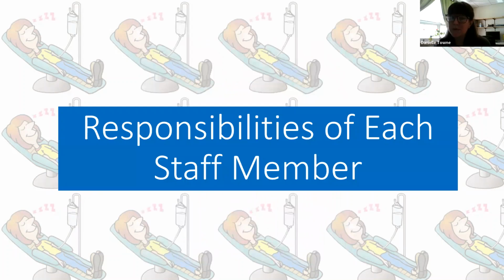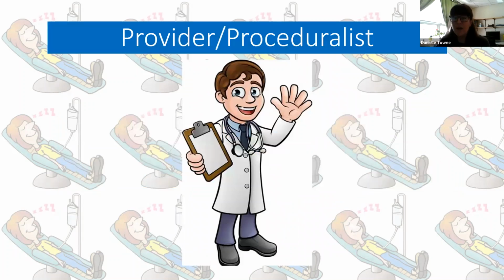So I just want to go through the responsibility of each individual staff member that's going to be involved. So the provider and the proceduralist. The pre-procedure patient assessment should include, but is not limited to, a review of their medical history, allergies, current meds, last PO intake, current vitals, current weight, pregnancy status, a physical airway evaluation, a physical pulmonary and cardiac exam, and a general neuro status.